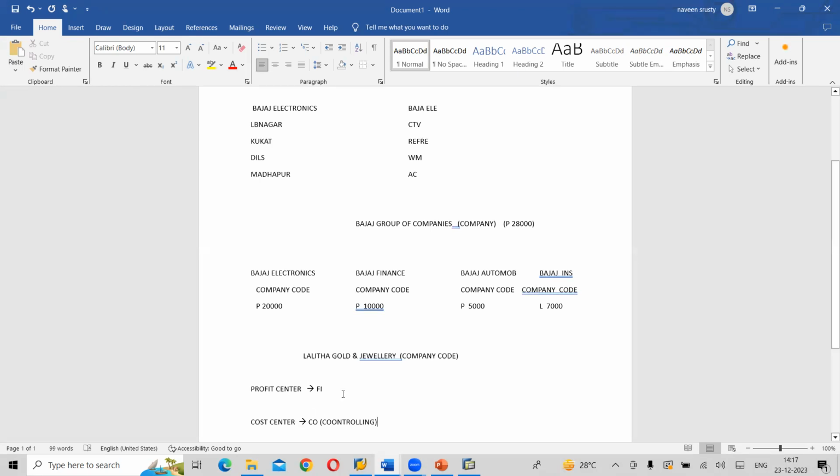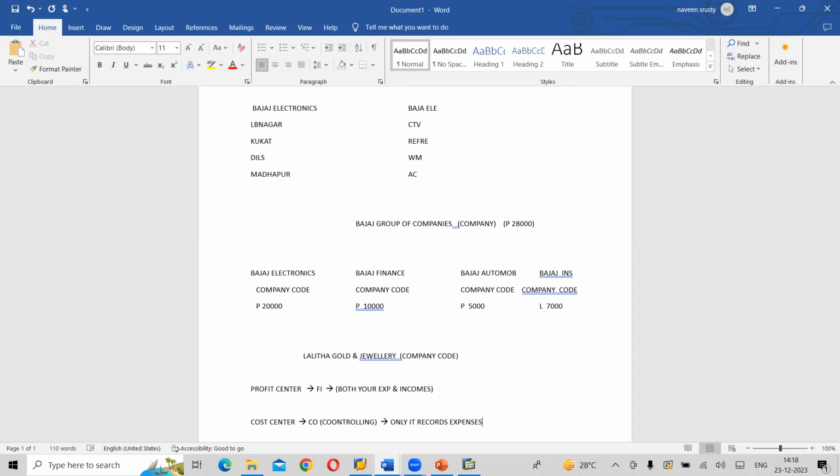So what is a profit center? I'm explaining the difference between these two. A profit center will record both your expenses and incomes. But a cost center will record only expenses.